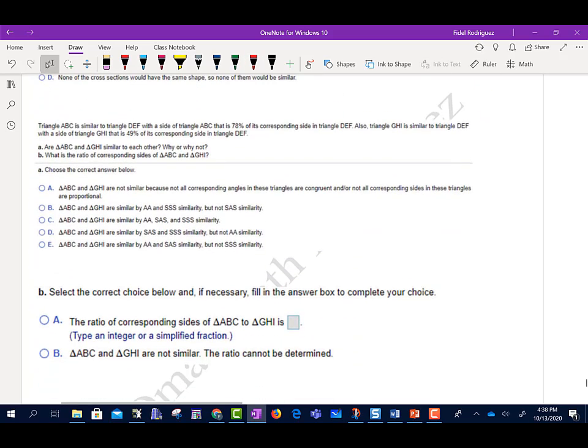Alrighty. It says triangle ABC is similar to triangle DEF, with a side of triangle ABC that is 78% of the corresponding side in triangle DEF. Also, triangle GHI is similar to triangle DEF, with a side of triangle GHI that is 49% of its corresponding side in triangle DEF. So are triangles ABC and GHI similar to each other? Why or why not? Okay, so we're trying to figure out if triangle ABC is similar to triangle GHI.